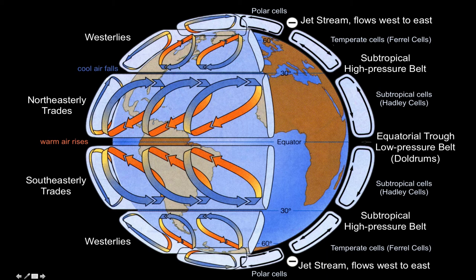But realize as we go away from these edges of these cells, it becomes less directly east-west and less strong. Does that make sense? Does that answer your question? Okay. Other questions? All right, cool.